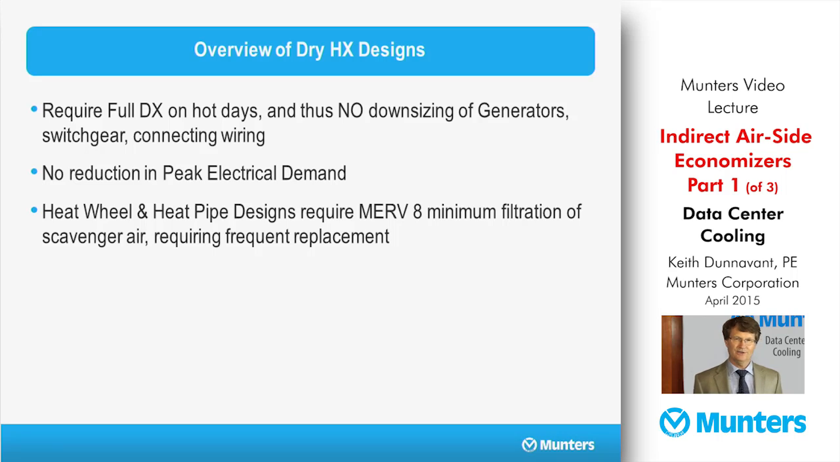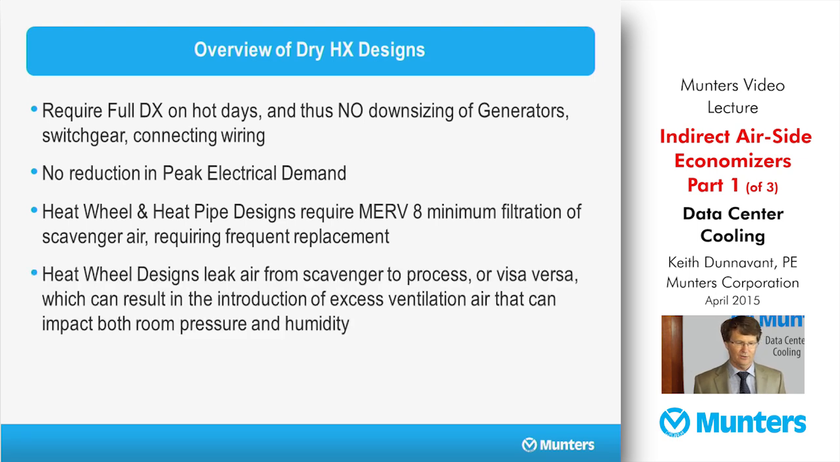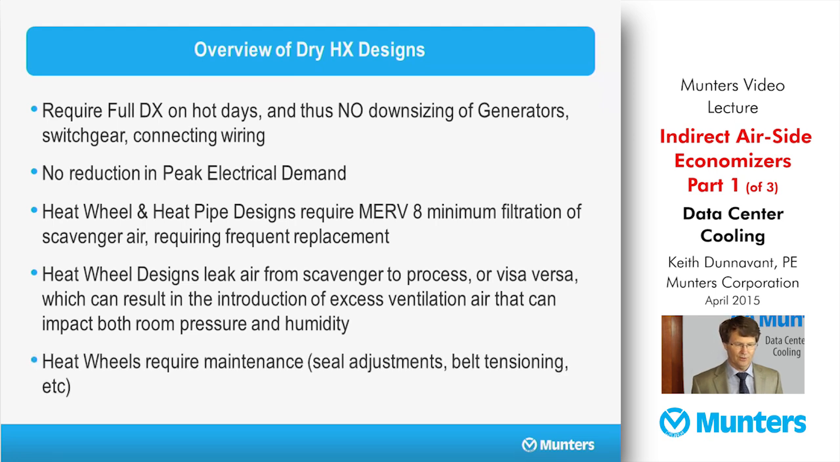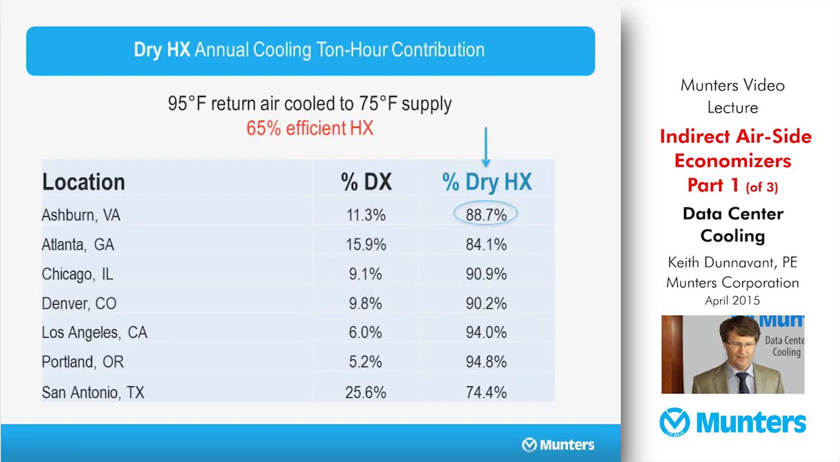Heat wheels and heat pipe designs require MERV 8 minimum filtration on the scavenger air, requiring frequent replacement. Heat wheel designs leak air from the scavenger to the process or vice versa, which can result in the introduction of excess ventilation air that impacts both room pressure and humidity. And lastly, heat wheels require maintenance. They have seals that must be adjusted, belts that must be tensioned, etc., unlike the plate types and the heat pipes, which are completely passive and require no periodic maintenance.